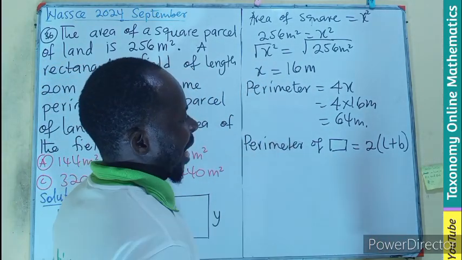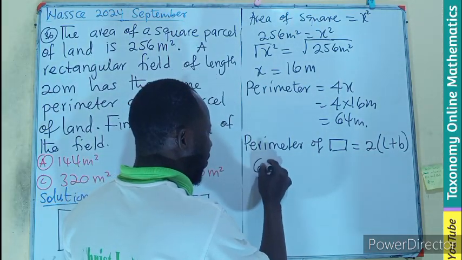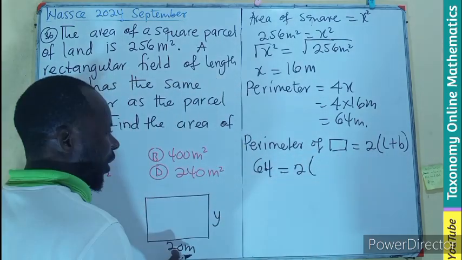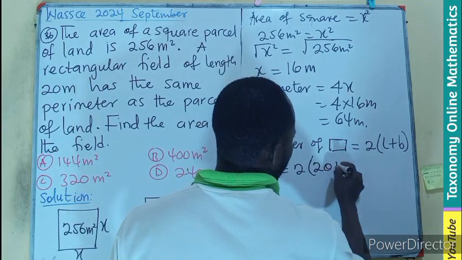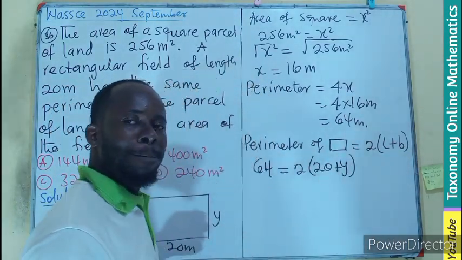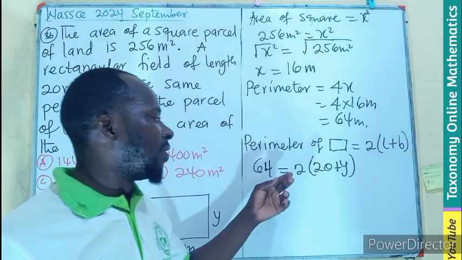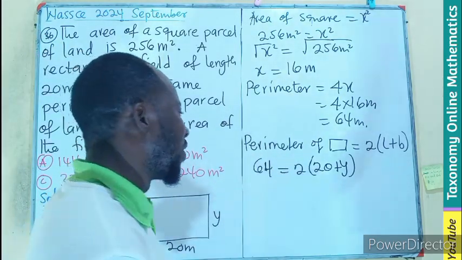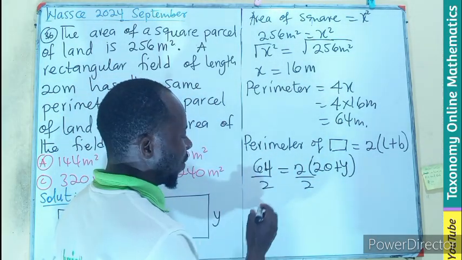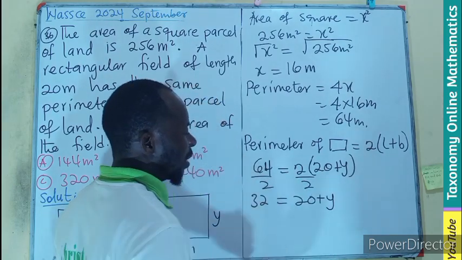So now this perimeter has already been known as 64. So we have 64 equals to 2 times the length, which we have been given as 20, plus the breadth, which we have indicated as what? Y. Right? This is the equation we can get from here. This is 2 multiplying, so 2 can divide. So I'll divide by 2. Therefore, 2 into 64, that will be 32 equals to 20 plus y.